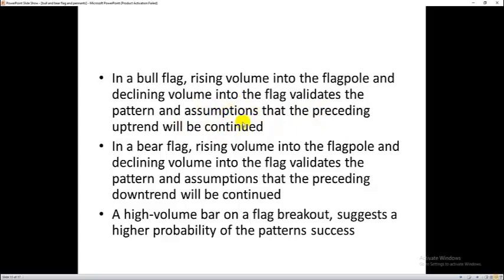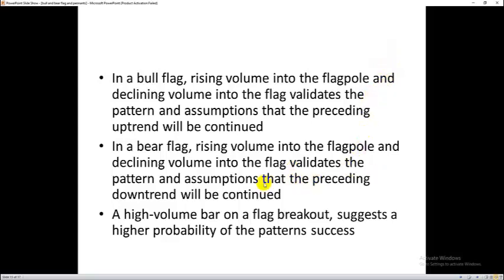Because the trend here is bullish. That's for a bull flag. Now, if it is bearish, rising volume into the flagpole, the volume that leads to the flag, will be very, very high. Now, when it gets inside the flag and starts consolidating, the volume will decline. By volume, I mean how many people are buying and selling inside this place. It will be very, very low. Okay, that's why it cannot go further than hitting the support and resistance lines here. So that validates the pattern and assumptions.